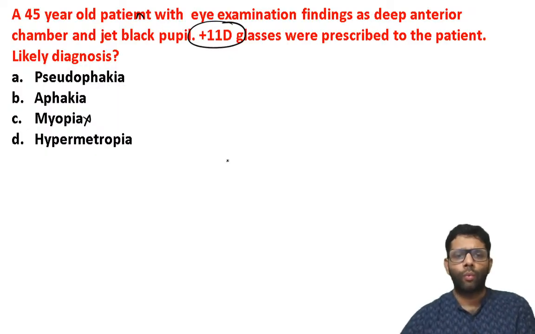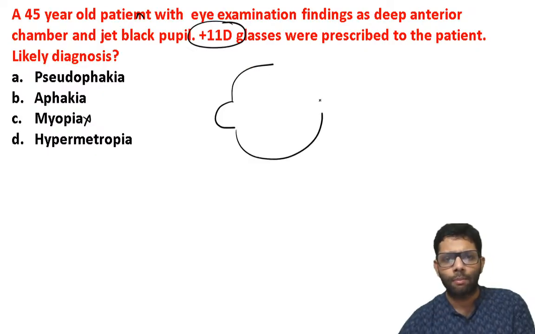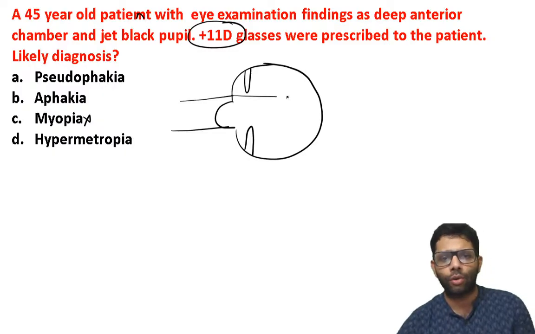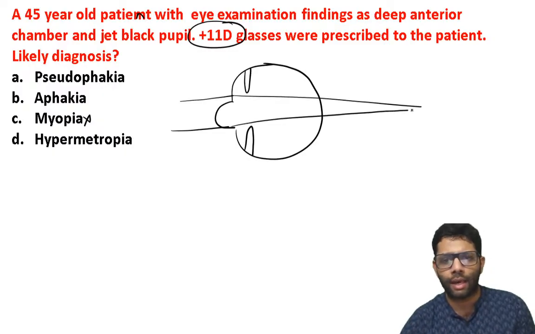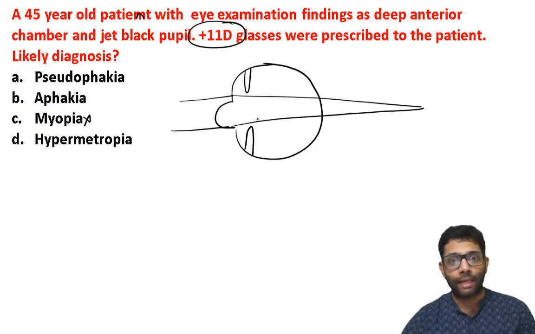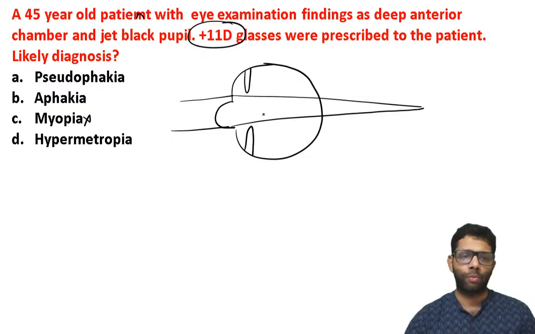Now what is happening over here? Why are you giving such a high power plus lens? Because if there is an absence of the lens, the light will not be able to converge, because there is no lens. The light will go behind because only the cornea has the converging power. So this is aphakia, which is a type of hypermetropia, very high axial hypermetropia.